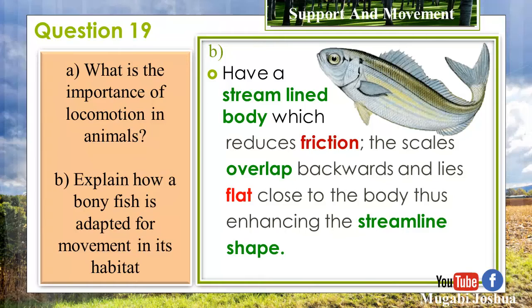This reduces friction, and the scales overlap backwards and lie flat close to the body, thus enhancing the streamlined shape. So the body has a streamlined shape. This reduces friction, and also the scales overlap facing backwards and lie flat close to the body. Therefore, they enhance the streamlined shape of the fish.